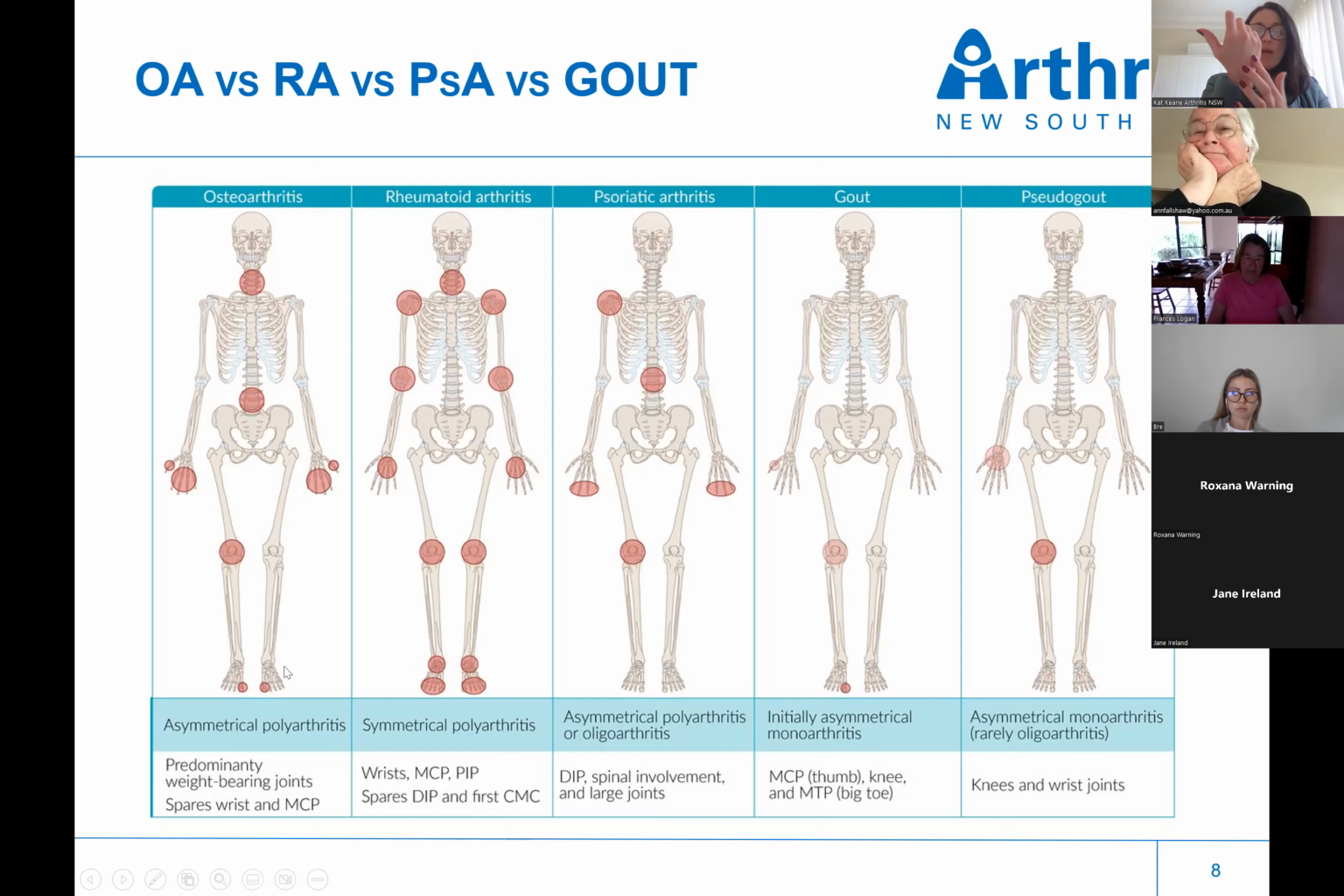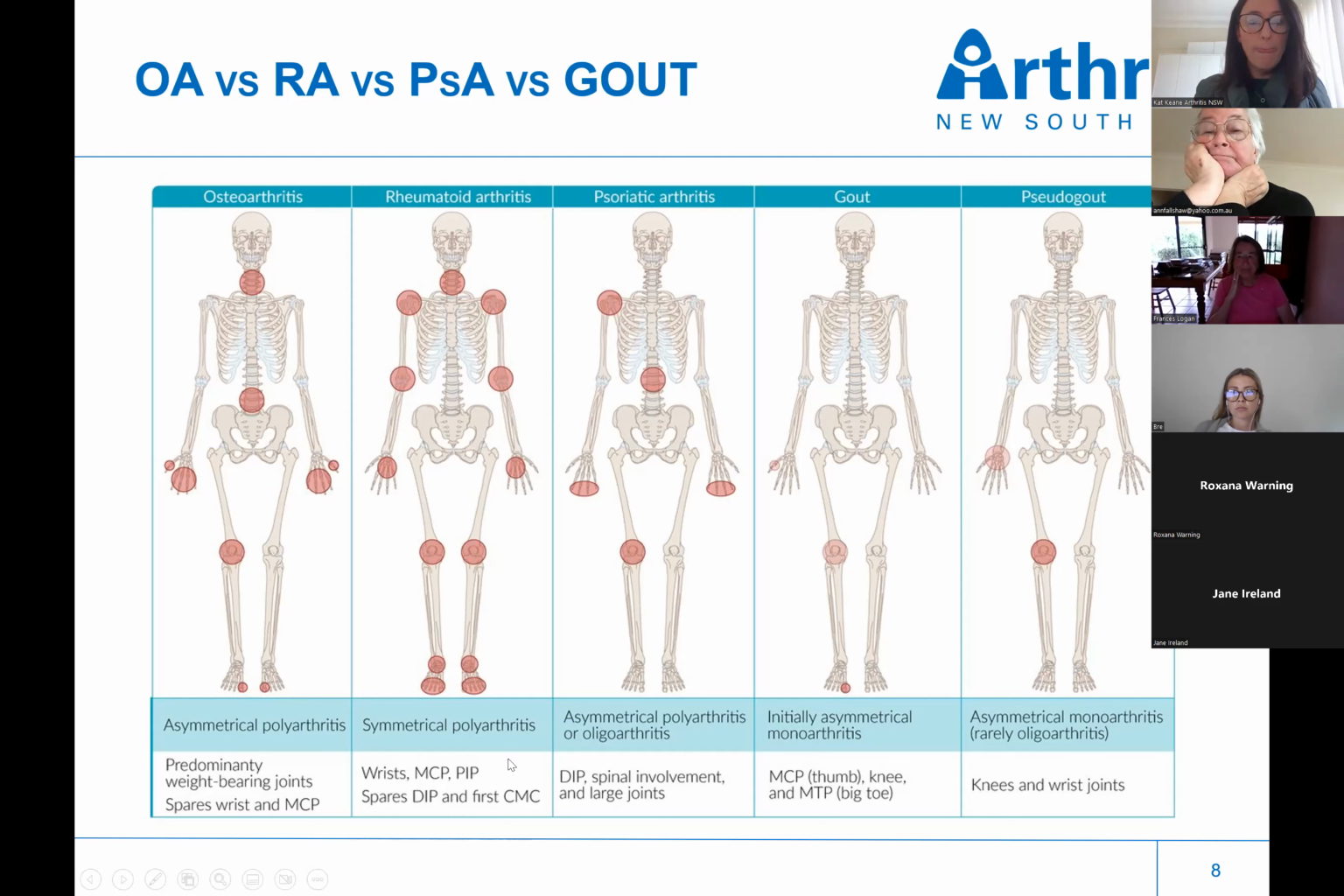Osteoarthritis often spares the wrist joints and the metacarpophalangeal joints. So most often it affects the DIP and the PIP, so the distal and the proximal interphalangeal joints. Now, that's not always the case. I know my mum has osteoarthritis, and often it actually bothers her most in her wrist. So again, not a rule.